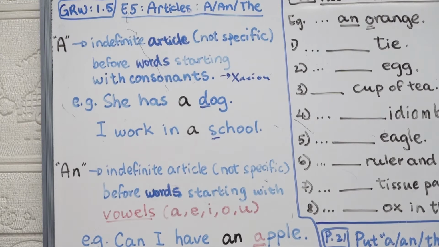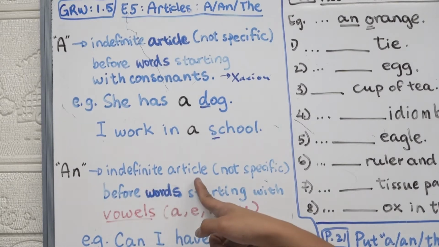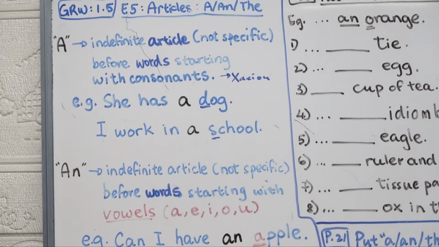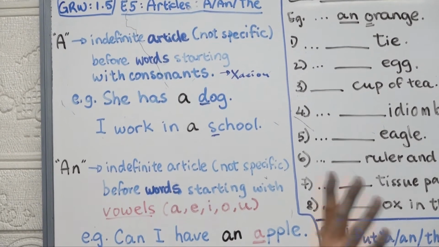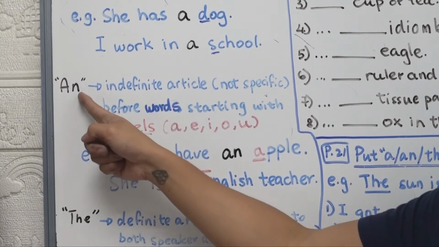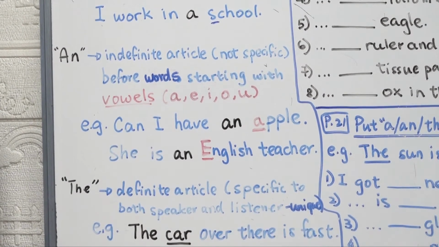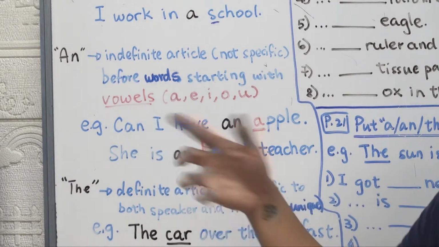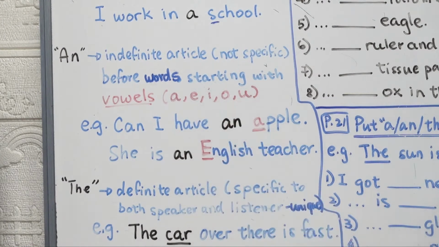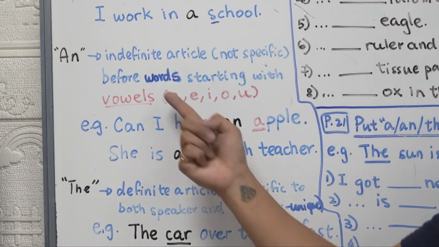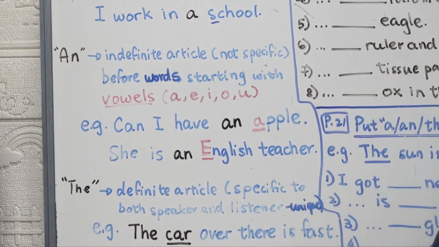Now, similarly to a, we have an, which is also an indefinite article, also not specific to one object or one thing. It is more of a one thing in general. Now, an is to be used before words starting with vowels. What are vowels? If consonants are not A, E, I, O, U, then vowels are A, E, I, O, U. So we have to spot words that begin with either consonants or vowels.